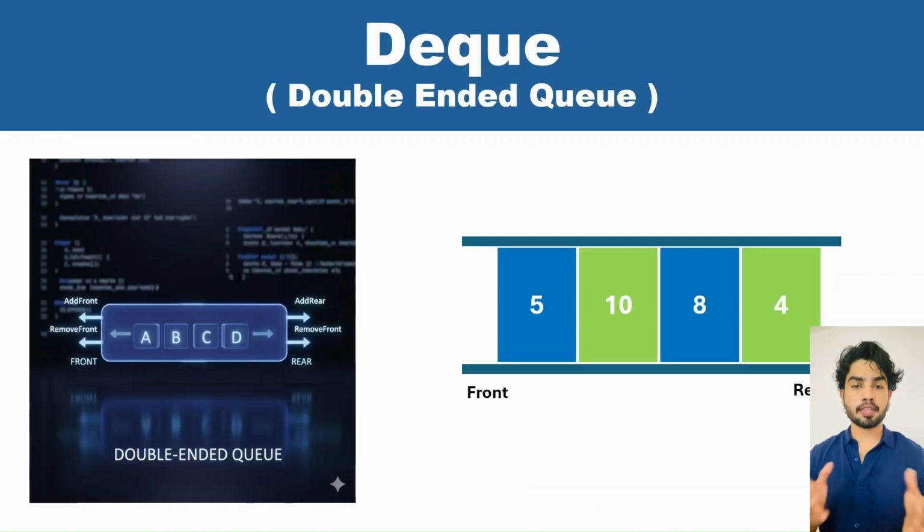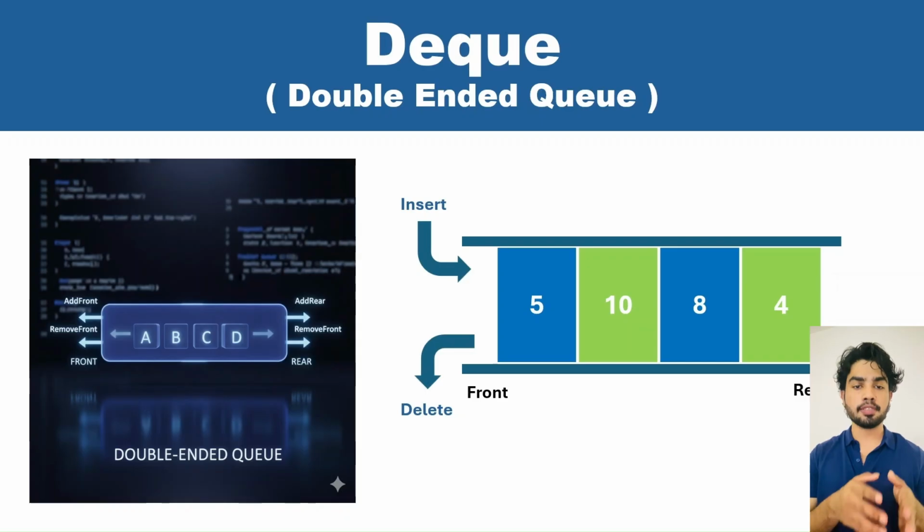Let's talk about another important structure called deque. Deque stands for double-ended queue. Deque allows insertion and deletion from both ends, the front end and the rear end. Also, a deque can behave like both a stack and a queue depending on how you use it.